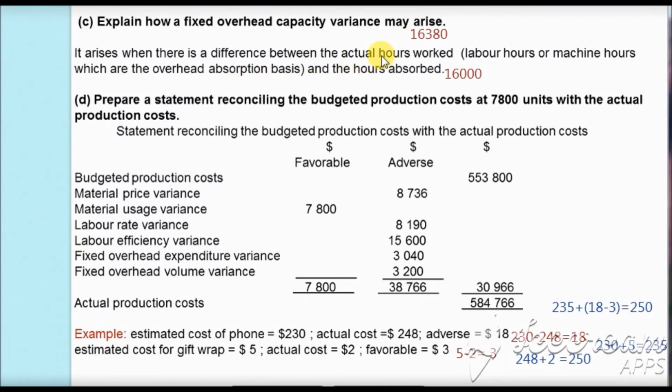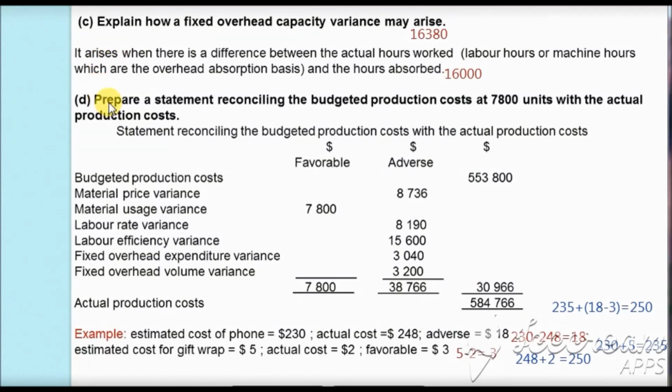Based on the question which we are doing, the actual labor hours worked was 16,380 hours, whereas the labor hours which was absorbed on the basis of which the overhead absorption rate was calculated was 16,000 hours. This was the budgeted or the estimated hours, and because of the difference between these two, that is 16,380 and 16,000 hours, the variance which we calculate is called as fixed overhead capacity variance.